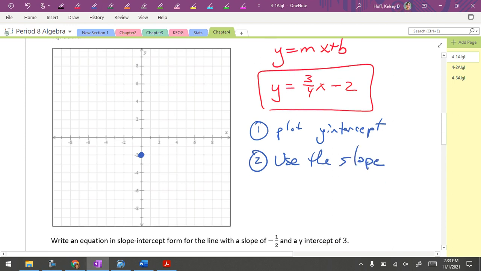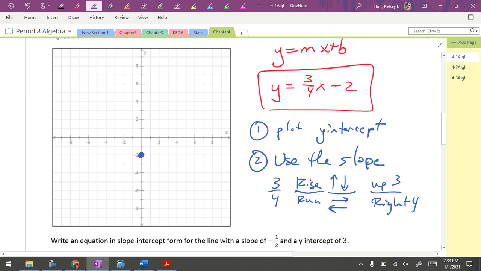And in this one, our slope is 3/4, and slope is rise over run. Which directions could you rise? Up or down, technically. And which direction could you run? Right or left. And how do you know if it's up or down or right or left? Negative and positive. So in this case, which directions am I going? Up 3 and right 4.